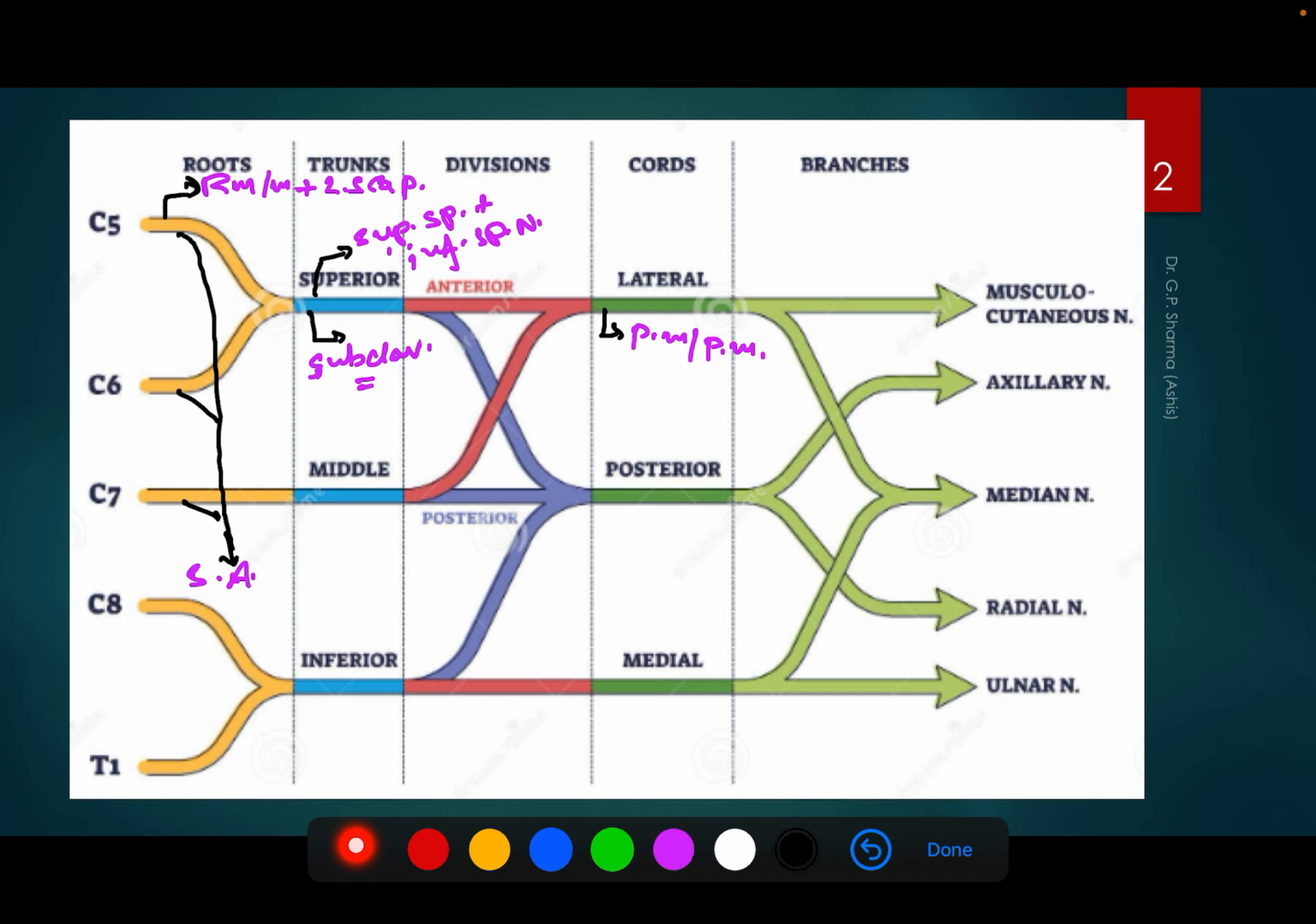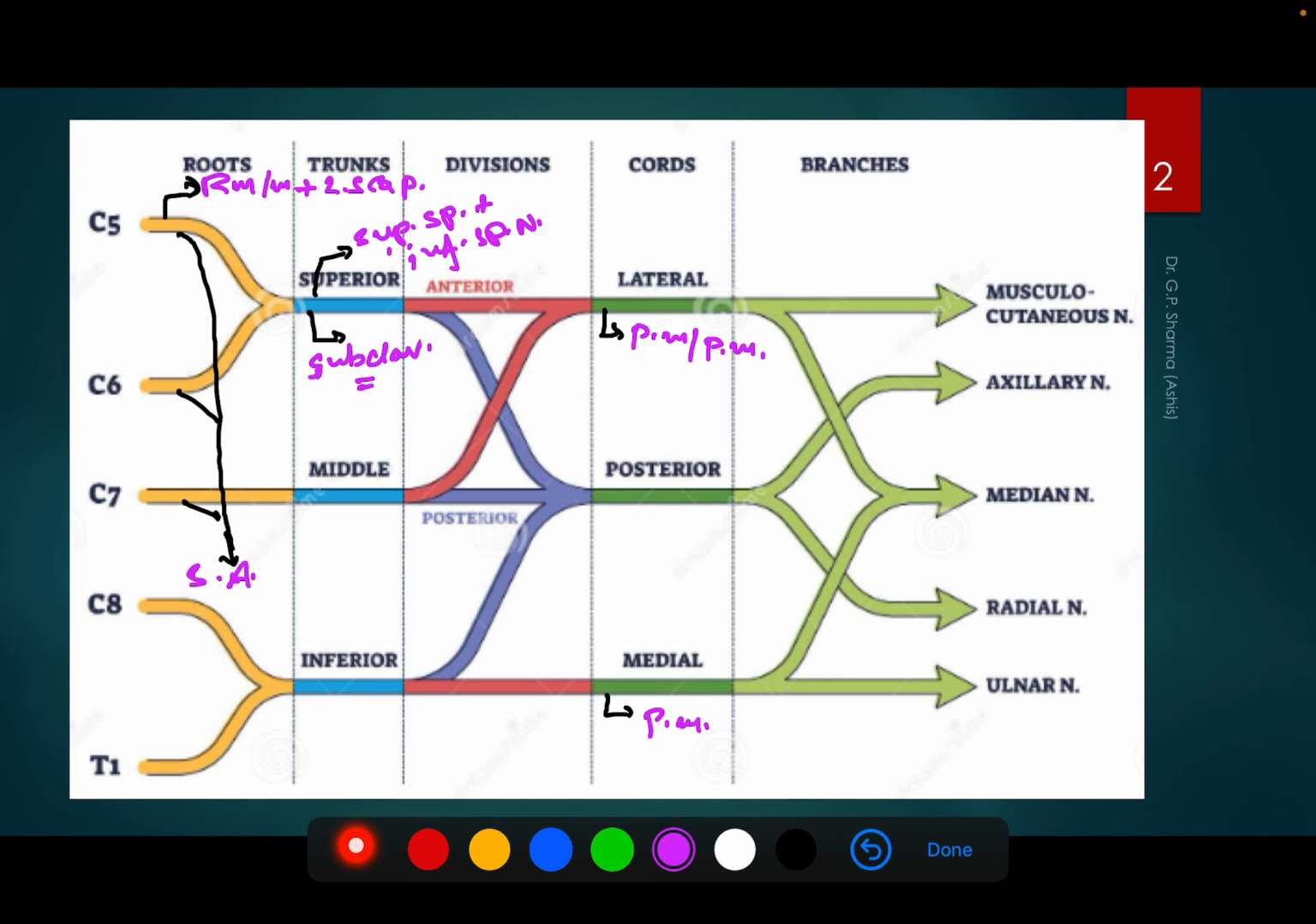And I have the medial pectoral nerve here. If you remember, this is my medial pectoral nerve, right? So this is my medial pectoral nerve. It is supplying my pectoralis minor, right? Pectoralis minor. So these are the branches.